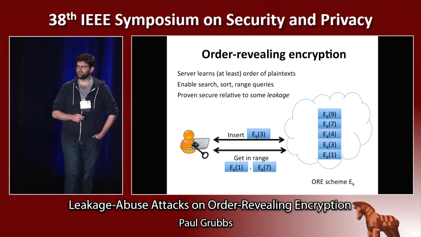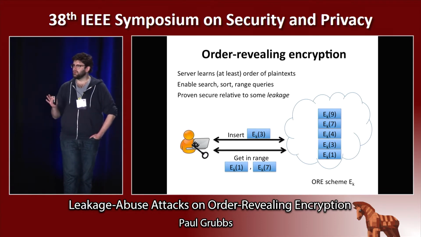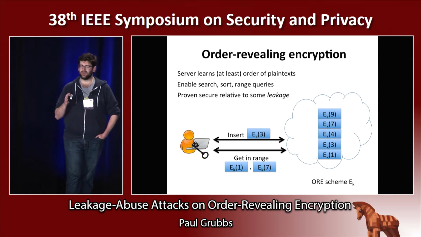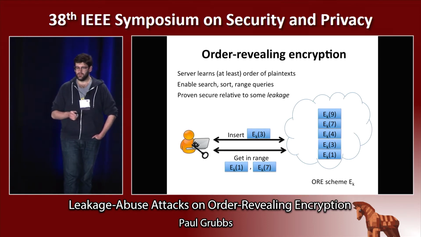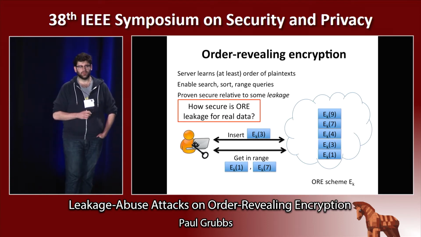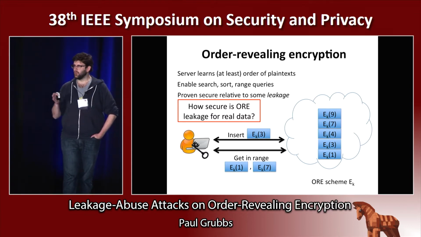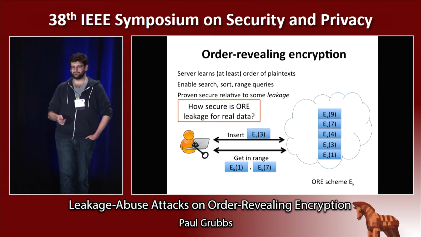These order-revealing encryption schemes are proven secure, but they don't satisfy standard cryptographic notions of security like semantic security. Instead, they're proven secure relative to some amount of leakage about the underlying plaintexts. So the question we really want to answer in this work is, what is the impact of this leakage on the security of ORE when it's used to encrypt real data?